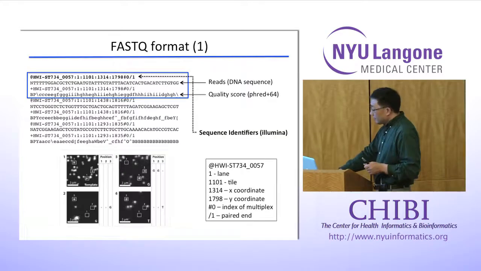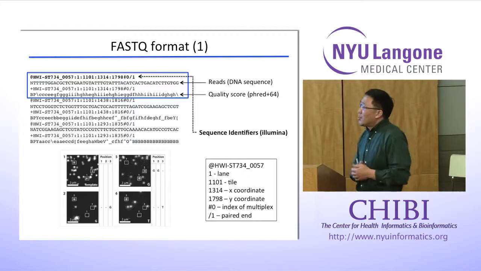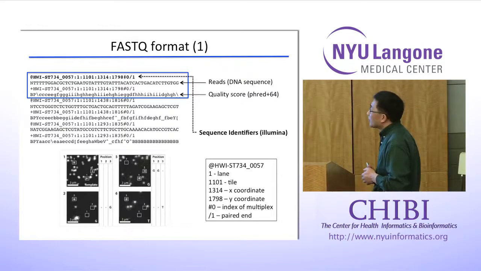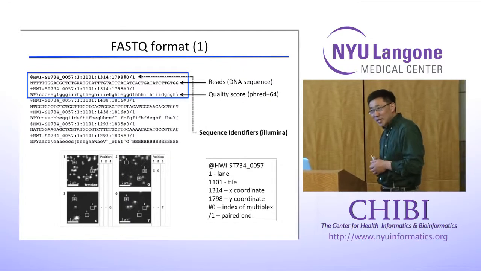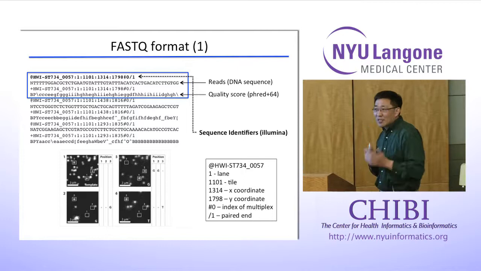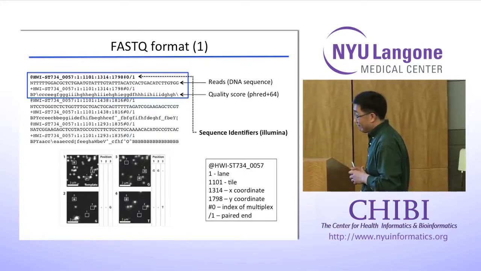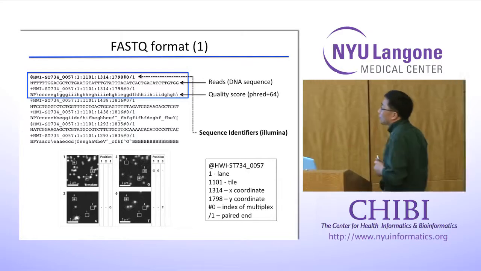The FastQ file is the output from the sequencer, which consists of millions and millions of blocks. But the good thing is, this file is human readable. It is a friendly text file.